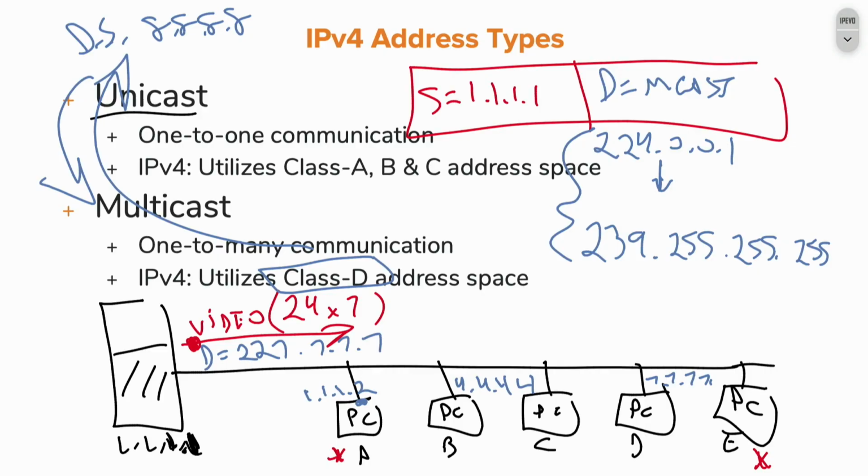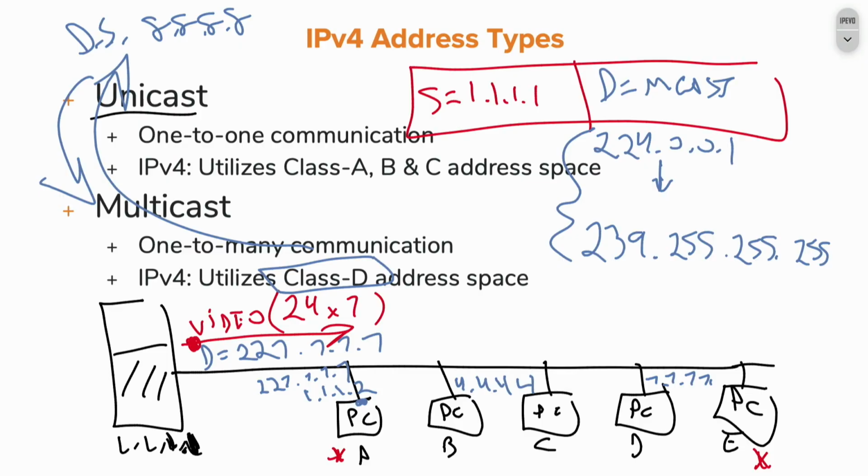So now what PC A does is his NIC card is reprogrammed. Right now his NIC card, his network interface card, is really only looking for packets going to 1.1.1.2. That's all he cares about. Now we say, hey NIC card, in addition to 1.1.1.2, if you ever see a packet going to 227.7.7.7, I want to see that too. Pick it up, send it to my processor. So right now there's a stream of packets going onto this wire going to 227.7.7.7. PCs B, C, D, and E are ignoring it because that's not their address. But now PC A can pick it up and watch it.